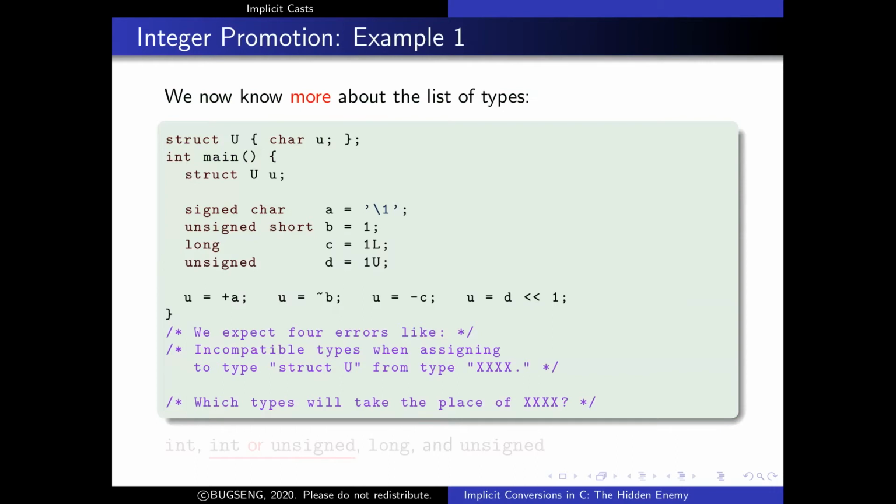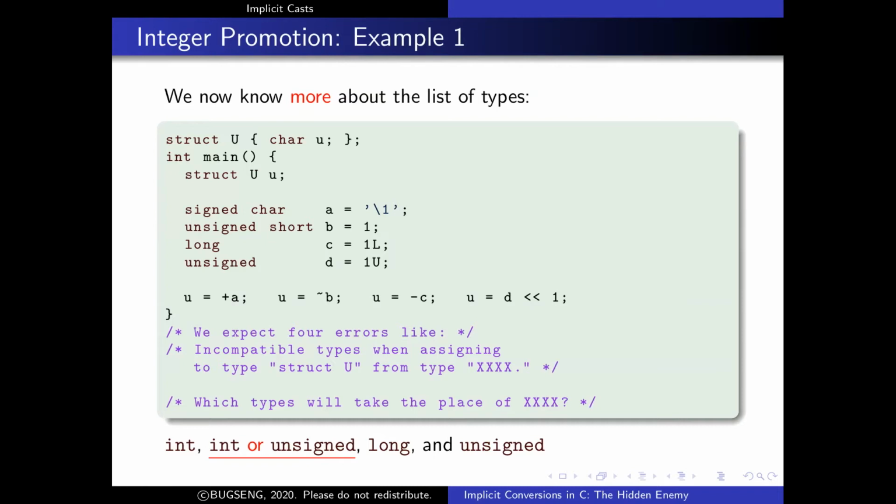Now we know more. So what are the types of plus a, tilde b, minus c, and d shifted by 1? Let's go through them. We have a as type signed char, so plus a: can int contain all values of signed char? Yes, on any architecture. So plus a has type int.